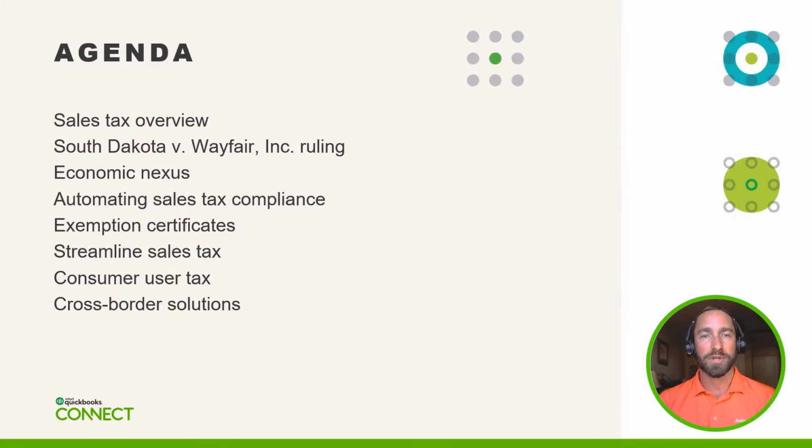So, our agenda for today, we're going to do a deep dive, high level sales tax overview to make sure we cover kind of sales tax 101, 201. We will discuss the South Dakota Wayfair ruling and how that impacts your business. We are also going to do a deep dive into economic nexus, one of the new things that has changed drastically over the last couple years. We'll spend a few minutes talking about how you can automate sales tax compliance.